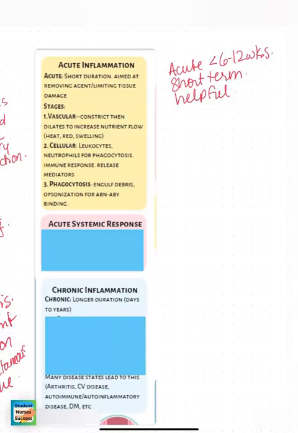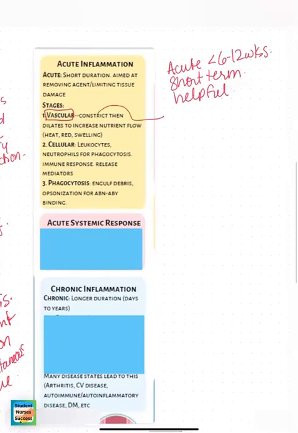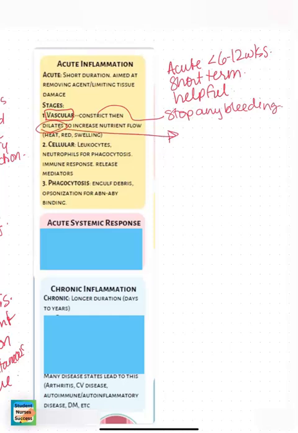There are three stages of acute inflammation. The first stage is the vascular stage. Now, in the vascular stage, this has to do with the vessels. Initially, at the instant of the injury or the infection, the vessels constrict. That's to stop any bleeding that might happen. But then what they're actually going to do is dilate. And this dilation helps bring nutrients to the site.